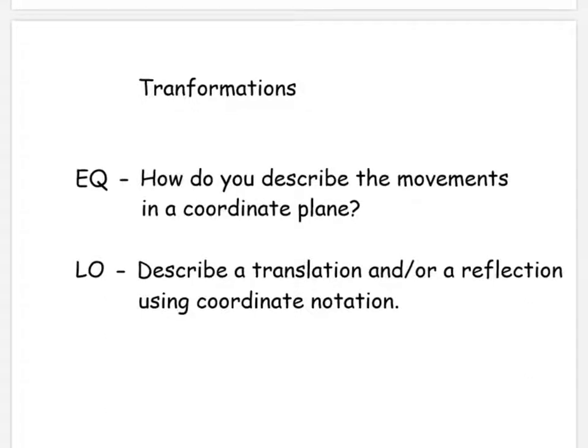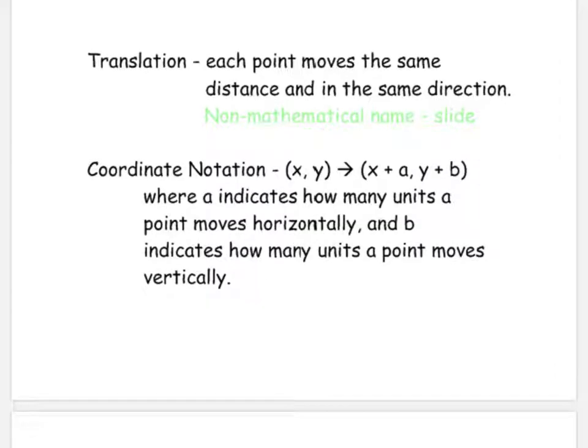This lesson is going to be looking at transformations, specifically two types. Transformations are movements on the graph or the coordinate plane. The two types that we're going to look at, one of them is called a translation.